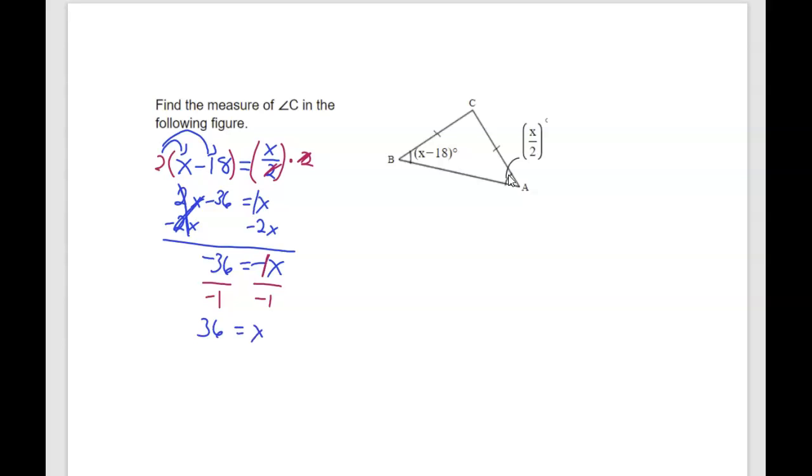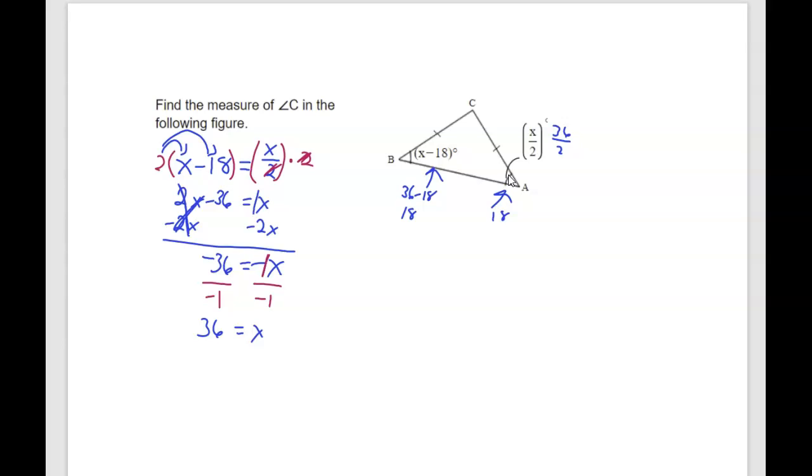The reason I want to find what x is because I need to figure out what these two angles equal up to. So 36 minus 18, that tells me that this angle is 18. 36 divided by 2, that tells me that this angle is 18.